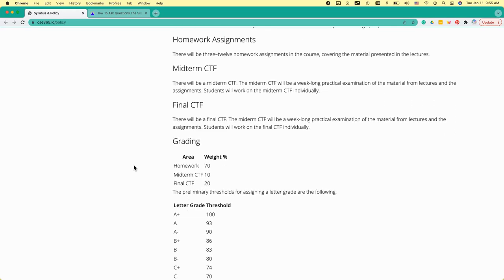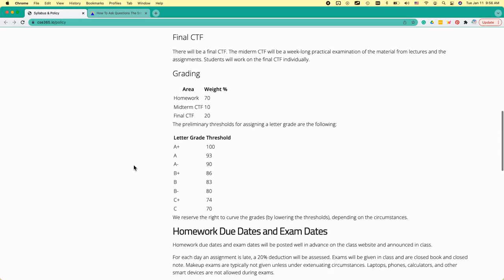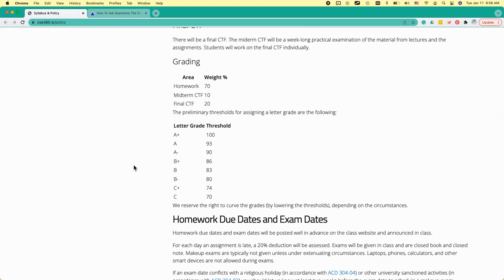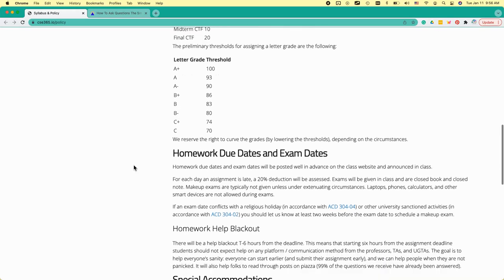So we will have two CTFs, a midterm CTF and a final CTF. And the way that we grade is as follows: 70% for homework, 10% for midterm, and 20% for final. This is just the threshold for the letter grade at this point. As I said, it's going to be subject to change, doesn't really matter.